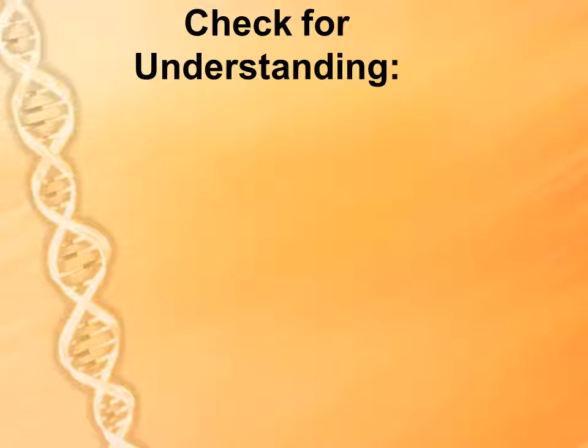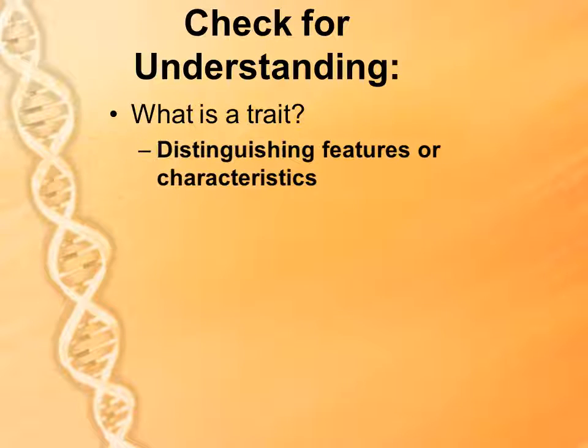All right, so if we're taking a look at what a trait is, remember we said a trait is a physical characteristic, something that we can see within an organism. So feathers or eye color, like we talked about, those are all distinguishing features or characteristics that they have.